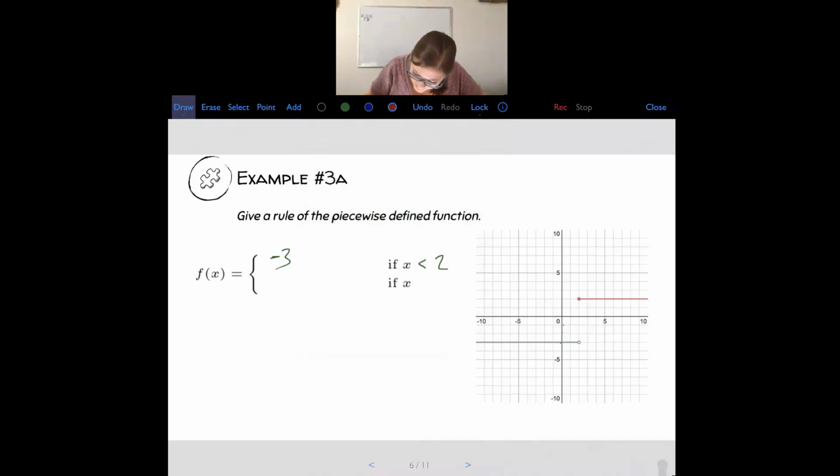So it starts at x equals 2, and there's a closed circle there. So it's going to be x greater than or equal to 2, because it starts at 2, 2 is included, and then the values get bigger.